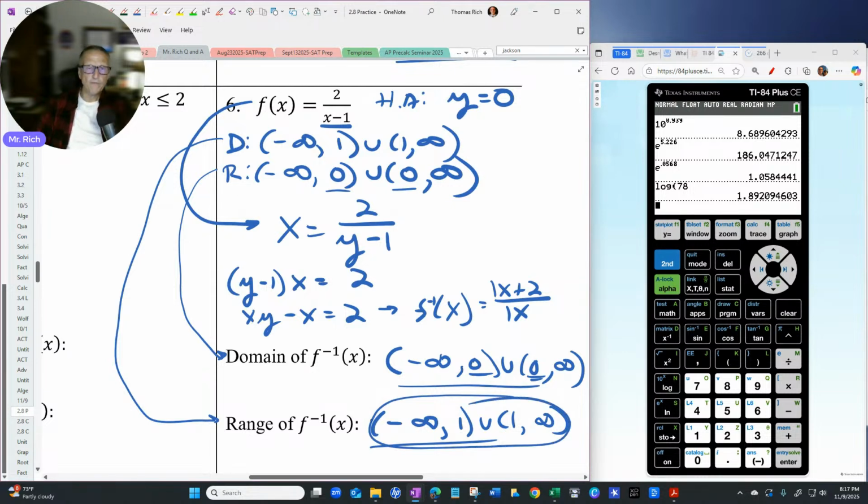Okay, so on these rational functions, if you get the domain and range right on your original function, you are going to get the right domain and range without any additional restrictions other than what you had in your original domain and range.